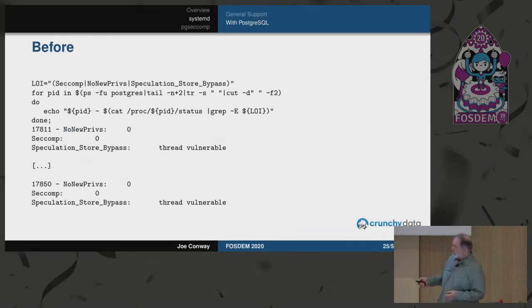So this is kind of an interesting way of looking at it. If you look in proc PID number status, and you grep for any of these three terms, you'll see before you load SECCOMP, basically no new privs is not set, SECCOMP is not set, and your thread is vulnerable for speculation store bypass. And what I'm showing here is just basically all of the Postgres processes.